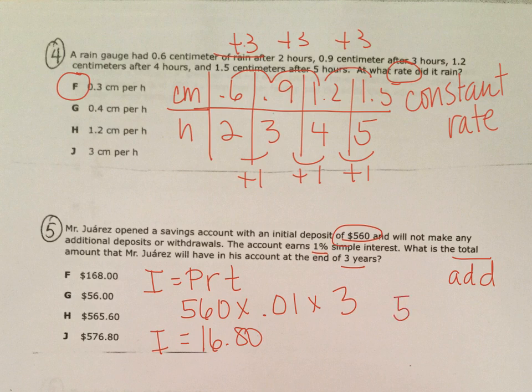So that was $560, and then his new interest of $16.80, and that equals $576.80. Therefore, your answer is J.